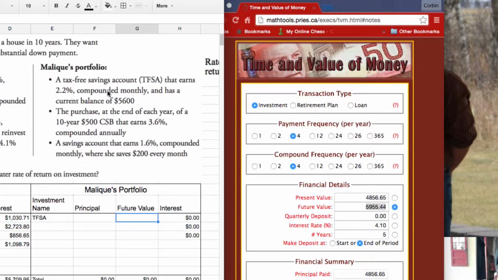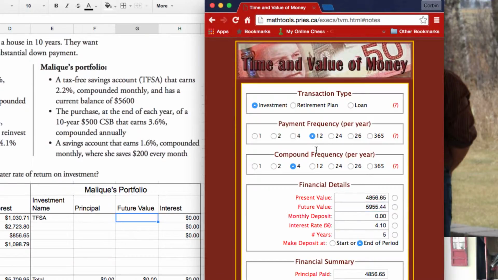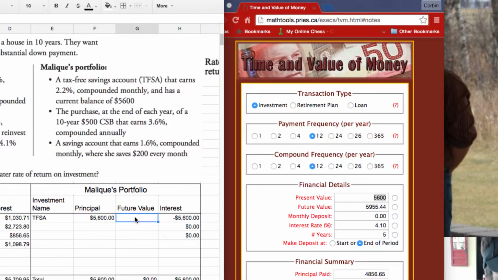Okay, so we've got a tax-free savings account that earns 2.2% compounded monthly. So let's change this to monthly. Balance of 5,600. And I'm also going to tuck that into this right here. Future value is what we're solving for.